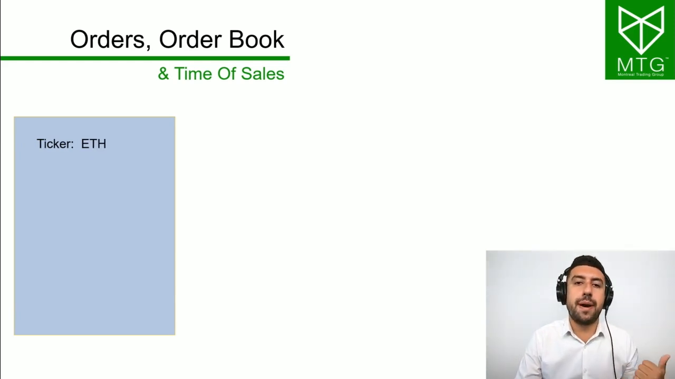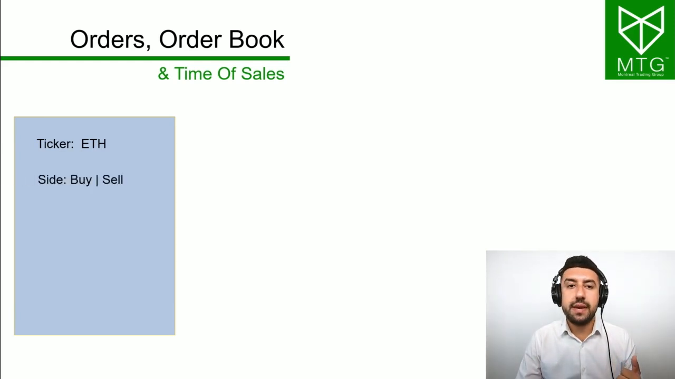So in this case, let's say we want to buy Ethereum. We'll put Ethereum on there. Then we want to decide: is it a buy or is it a sell order? So pretty straightforward. Then we're going to say, is it a limit order or a market order? So that's what type of order are we sending?